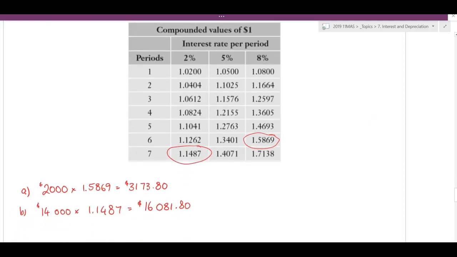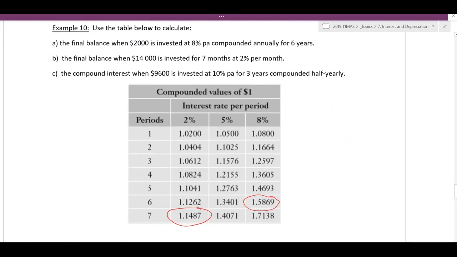Now, C, the compounded interest. Different story between the final balance, or the final amount. Compound interest is the difference between what you start and what you end with. So we're going to have a subtraction at the end. 9,600 invested at 10% per annum for 3 years, compounded half yearly. That makes this 5% for 6 half years. So 5%, 6 half years. That's the one we're after.